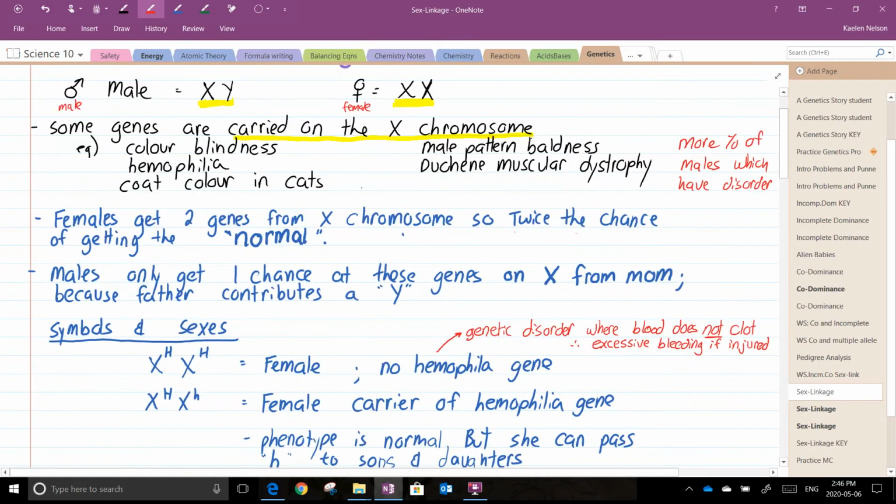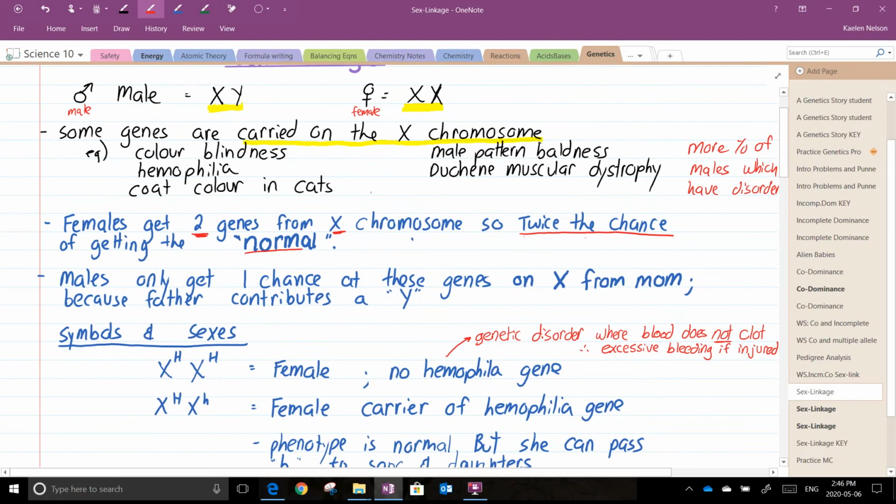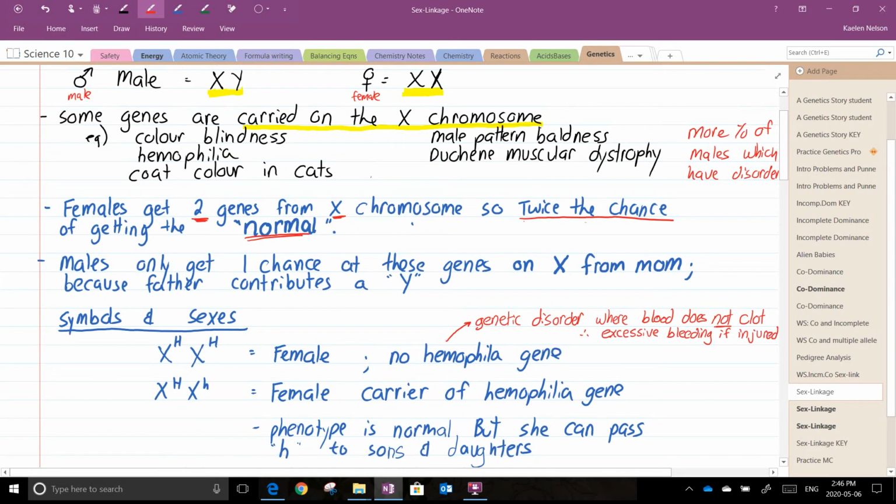The reason that a higher percentage of males carry them is that females get 2 genes from X chromosomes, so they have twice the chance of getting what we call the normal gene, whichever trait is normal, dominant or recessive. Males, however, only have 1 chance of getting these genes on the X from mom. The father is contributing a Y, and there is no gene on the Y chromosome, so they do not get a second chance at getting a normal gene.